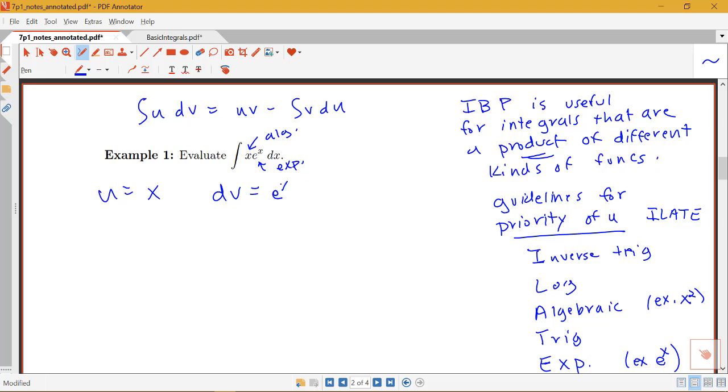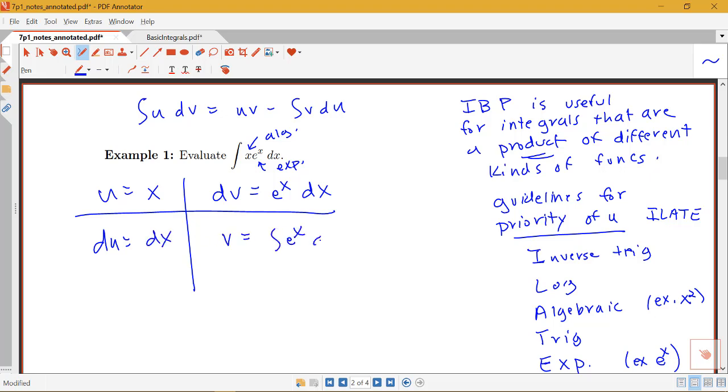And for dv then, that needs to be whatever remains in my integral. So I'll let u be x, dv be e to the x. So then my du will be dx, and v will be the integral of e to the x dx. In other words, v will be e to the x.